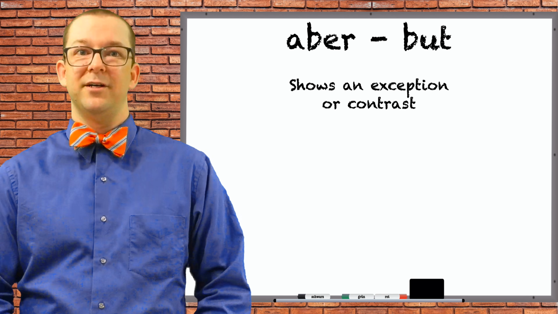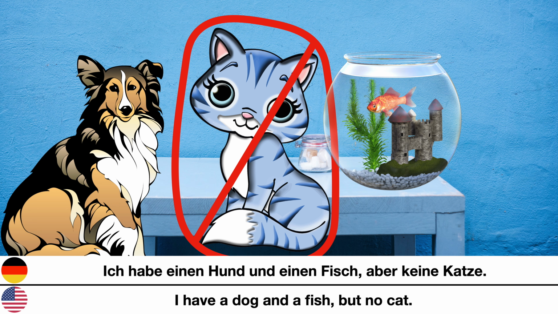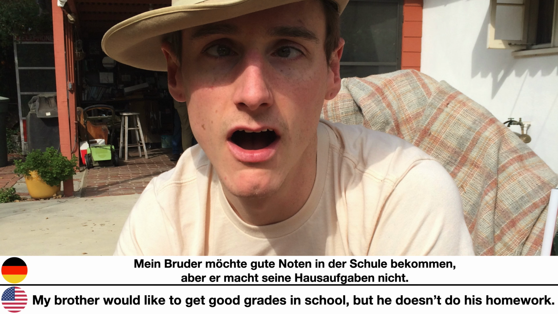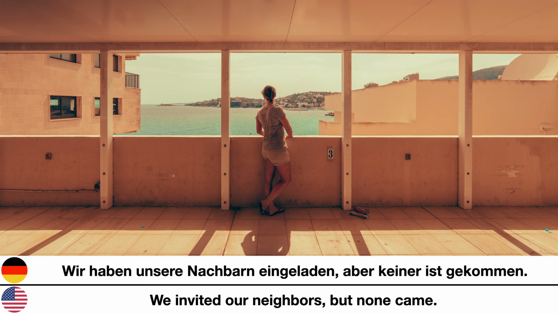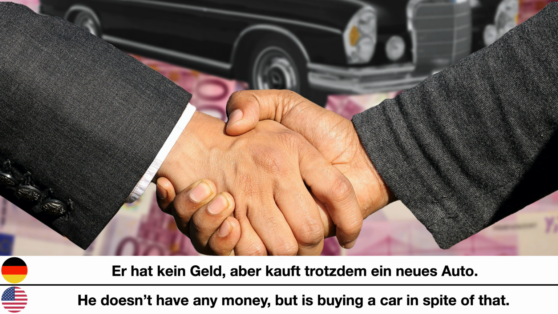This word is aber. Ich habe einen Hund und einen Fisch, aber keine Katze. I have a dog and a fish, but no cat. Mein Bruder möchte gute Noten in der Schule bekommen, aber macht seine Hausaufgaben nicht. My brother would like to get good grades in school, but he doesn't do his homework. Wir haben unsere Nachbarn eingeladen, aber keiner ist gekommen. We invited our neighbors, but none came. Hat kein Geld, aber kauft trotzdem ein neues Auto. He doesn't have any money, but is buying a car in spite of that.